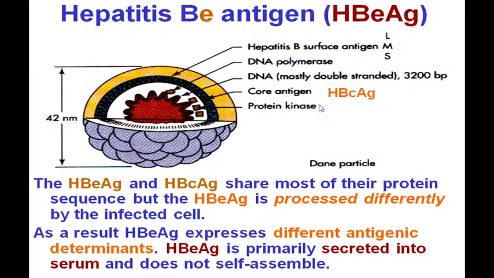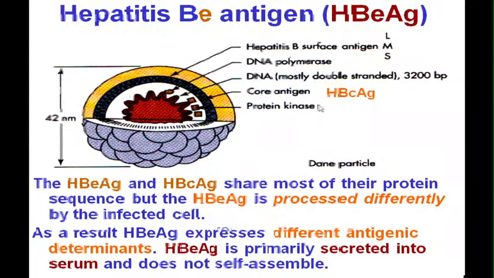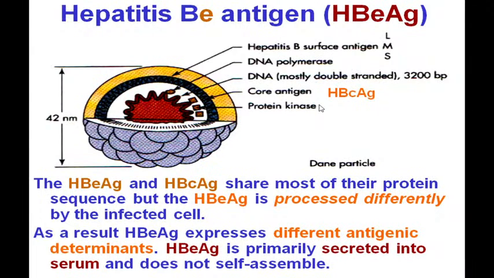So it can be found there. And HBe antigen is a very important serological marker that will tell about the high level of virus replication in the body and high infectivity, or contagiousness, of the patient.